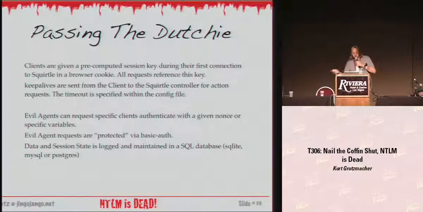All right, good. An evil agent can now request that one of those controlled clients do an authentication with a given nonce or an entire type 2 message, etc. The evil agents are protected in a way from basic auth because you don't want to put anyone out there to control this stuff. And of course, I maintain state, because you have to. The clients are connecting to us; they got to know when it's time to do their authentication.